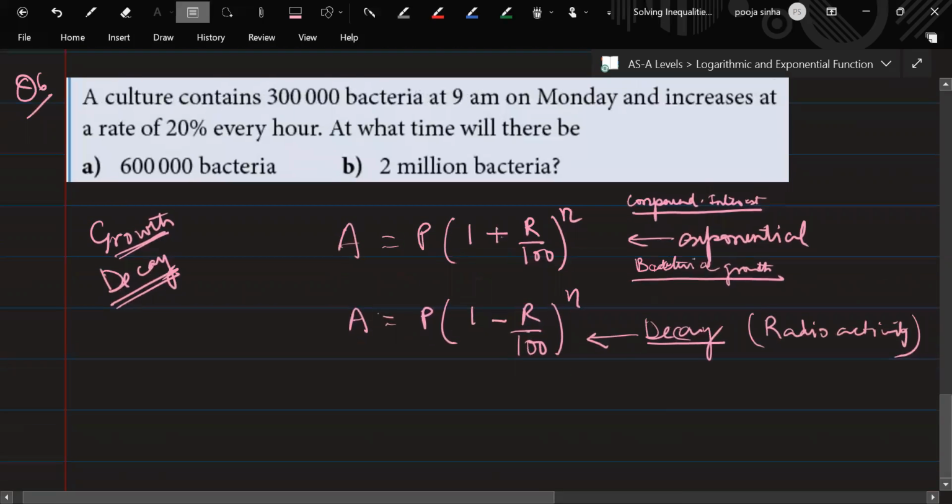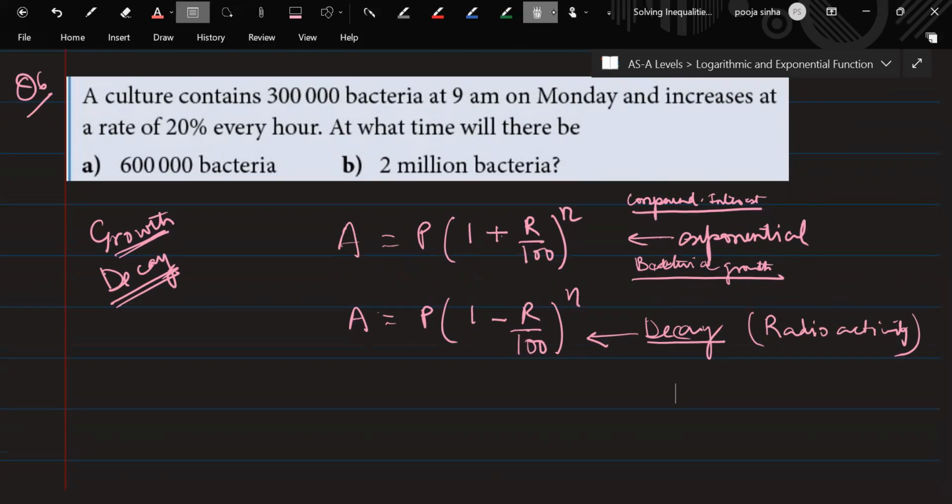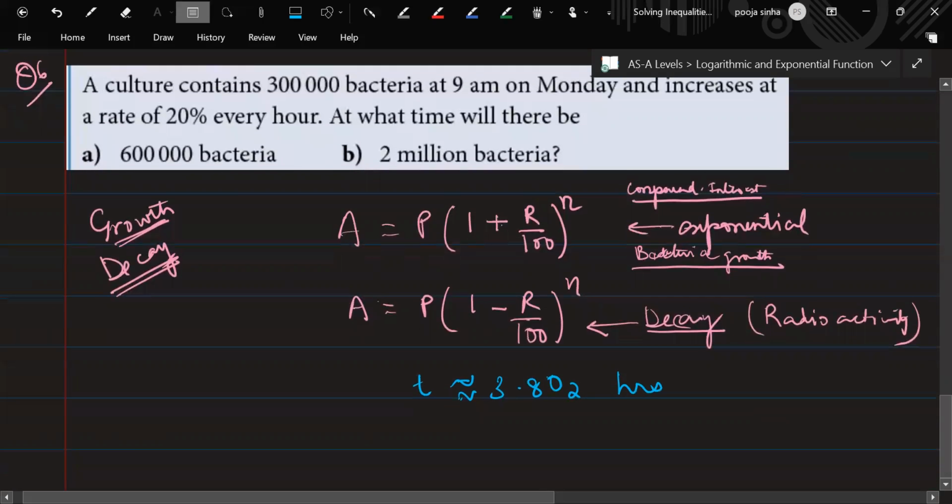Looking at the question, n is the number of hours for this particular question. So it's 3.802. T is equal to 3.802. Okay, so you solved it already. So T is approximately equal to 3.802 hours, right? Which means it's 9 a.m. right now.